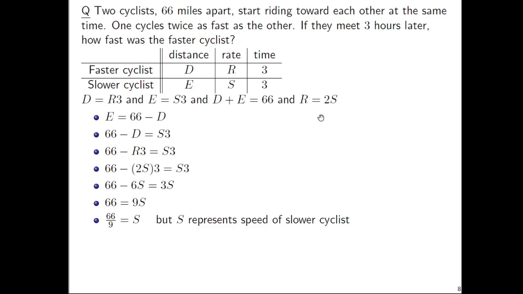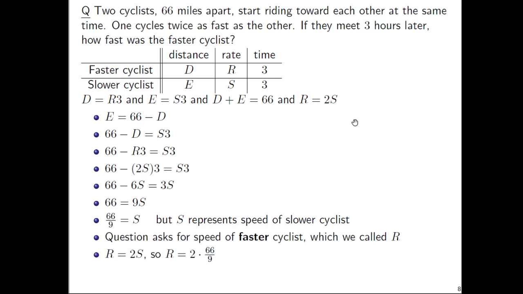Well, take a look. R is equal to 2 times s. We were asked for the speed of the faster cyclist. We called that r. R equals 2 times s. So we'll have r is equal to 2 times, and then replace s with 66 over 9. That is 132 over 9, and if we summarize this, the faster cyclist went 132 over 9 miles per hour.